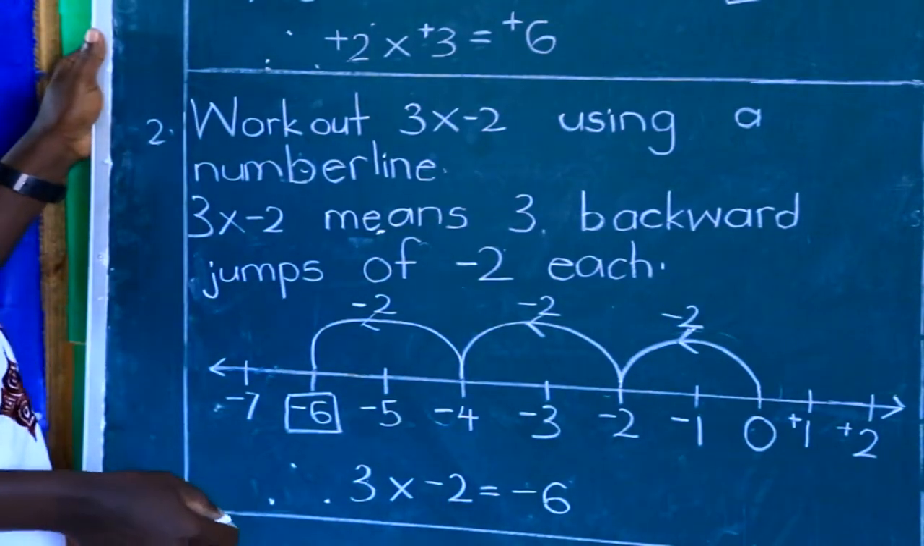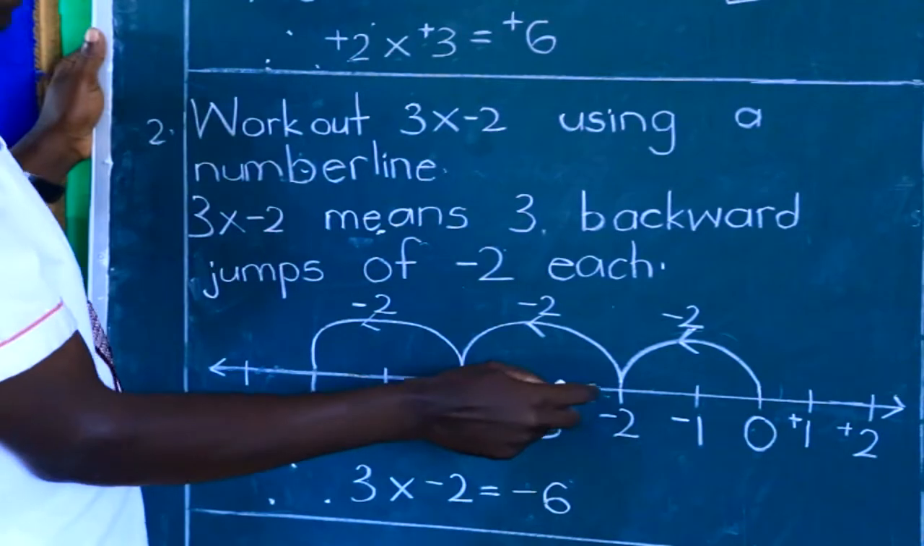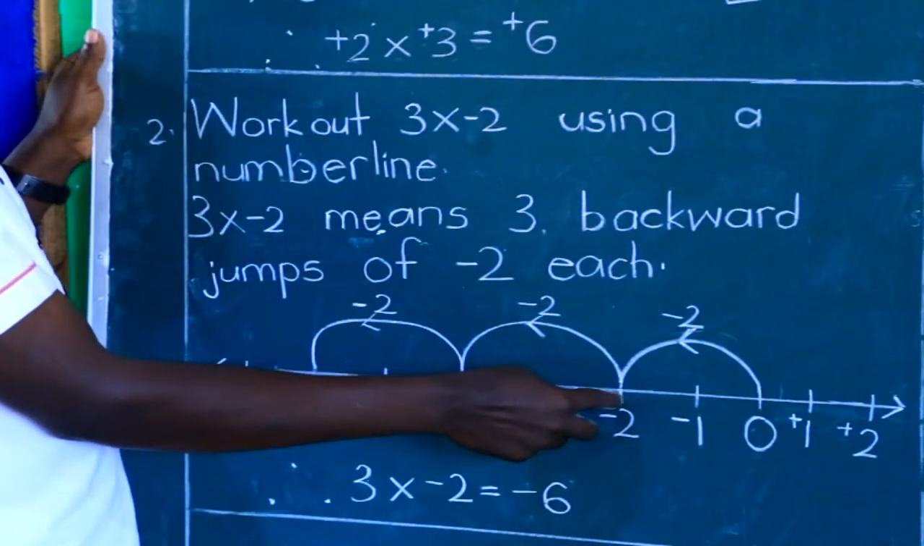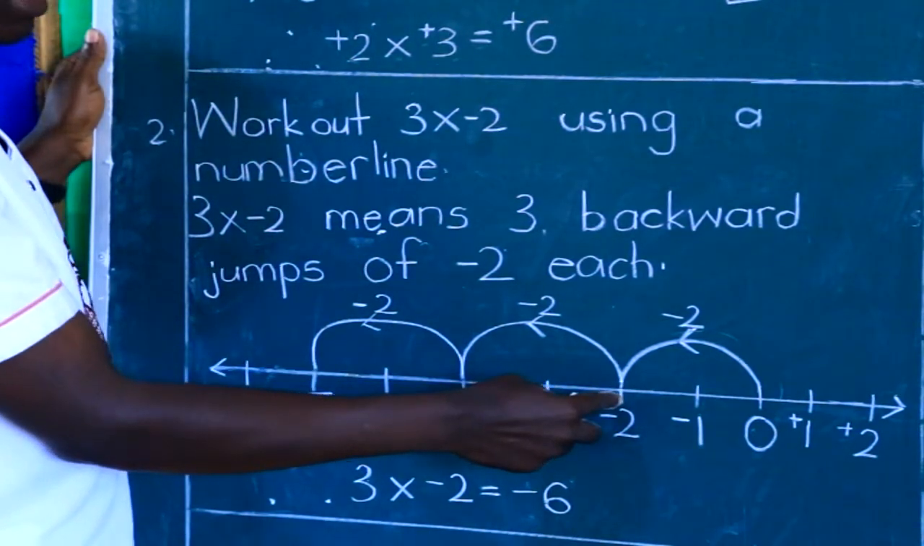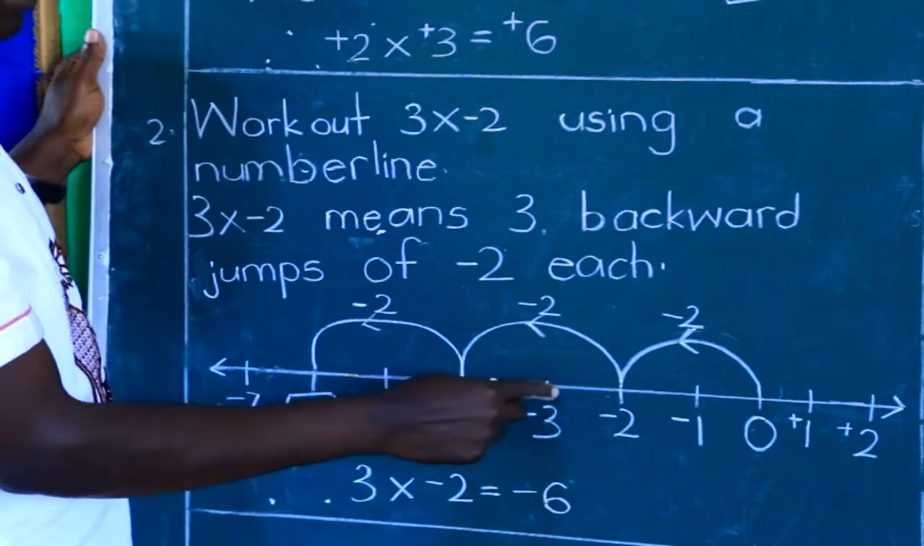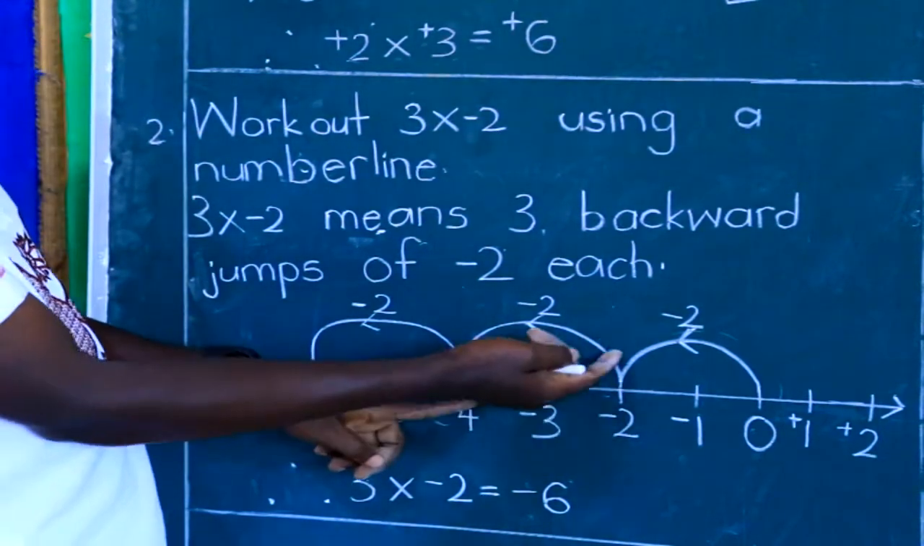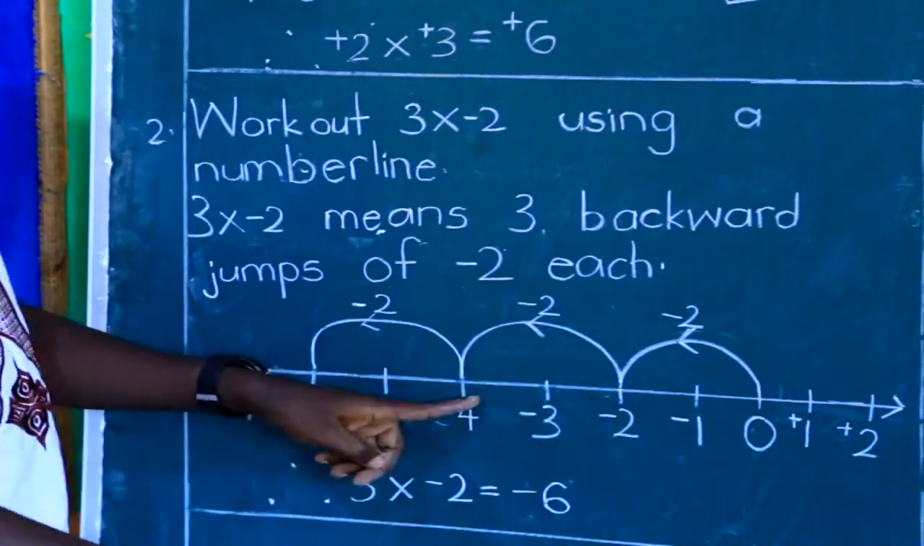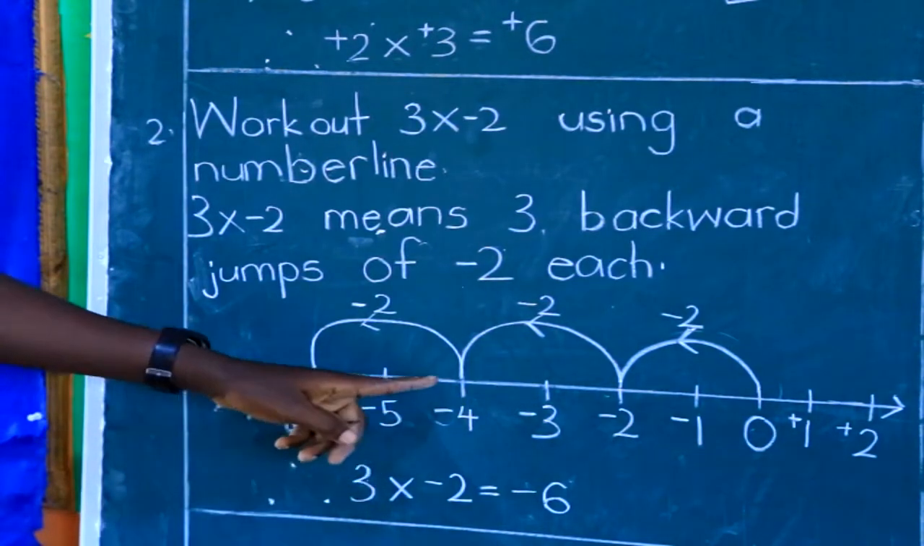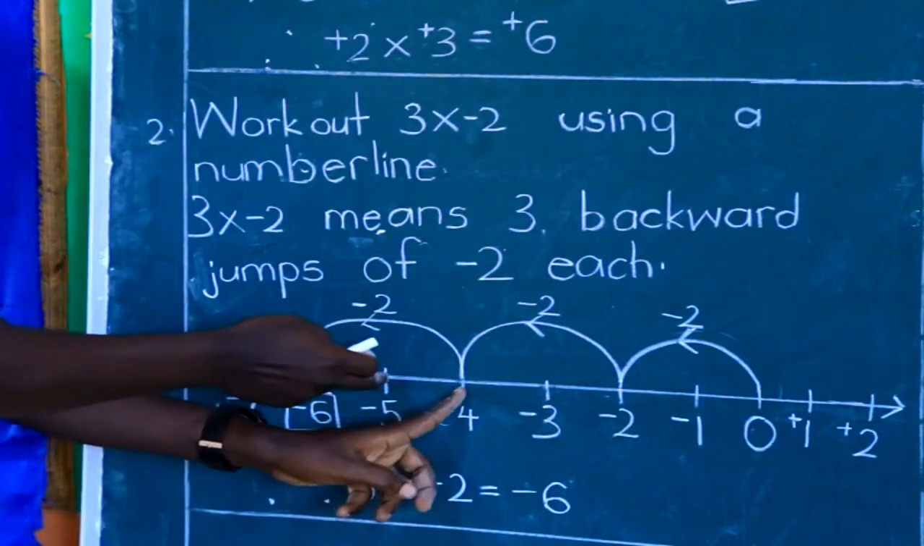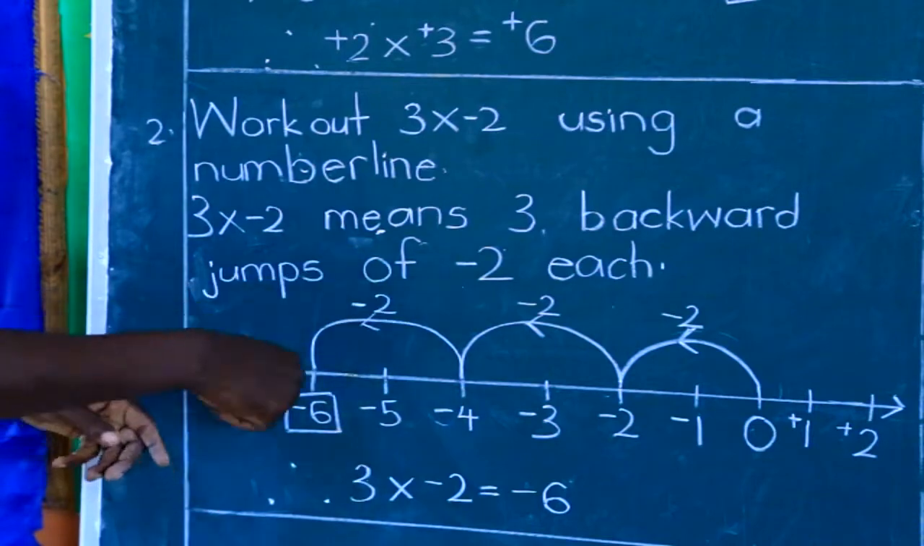And remember, there are going to be 3 jumps. The second jump starts from where you have stepped first, that is from negative 2, and count negative 1, negative 2. So that is a negative 2, and show the arrow of movement, and then count again, negative 1, negative 2, that's negative 2.